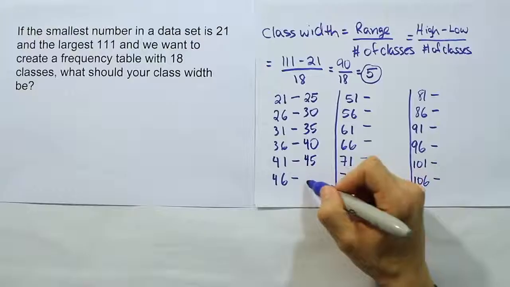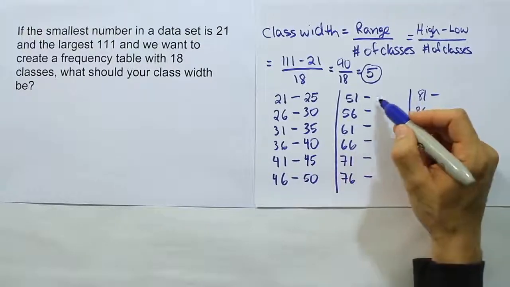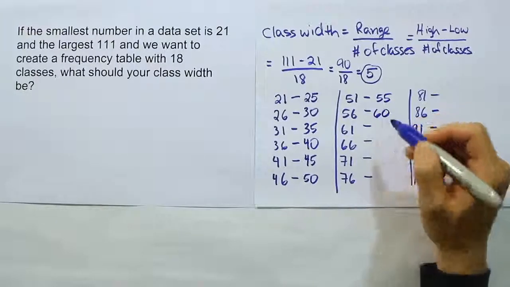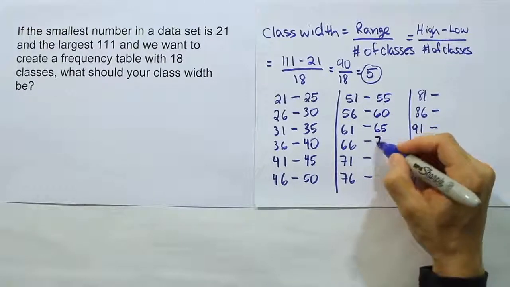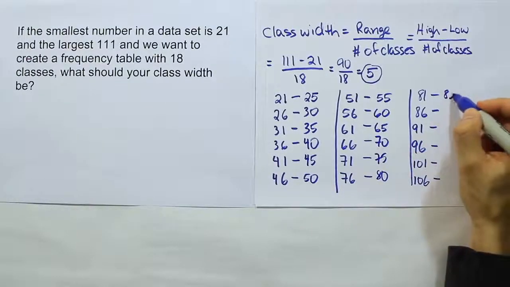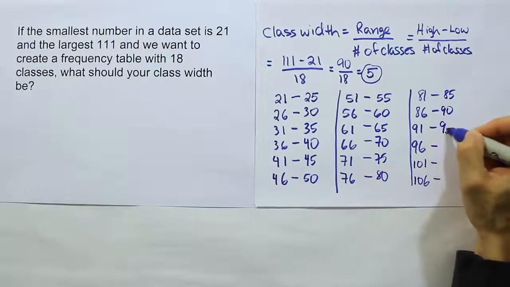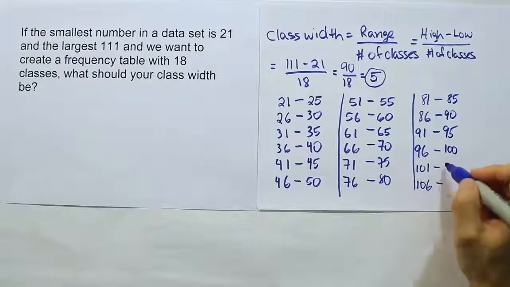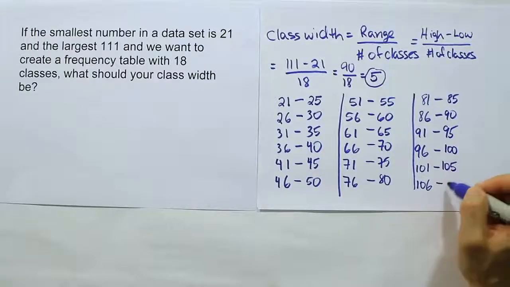So I'll have 45 and then 50. 55, 60. 65, 70, 75, 80, 85, 90, 95, 100. 105, 110.